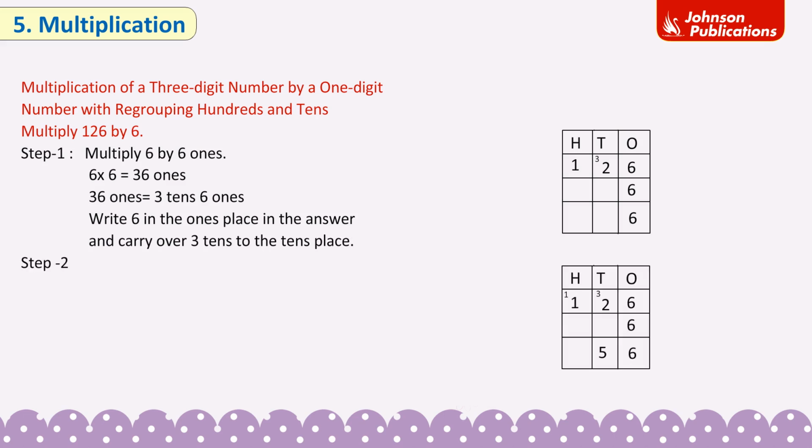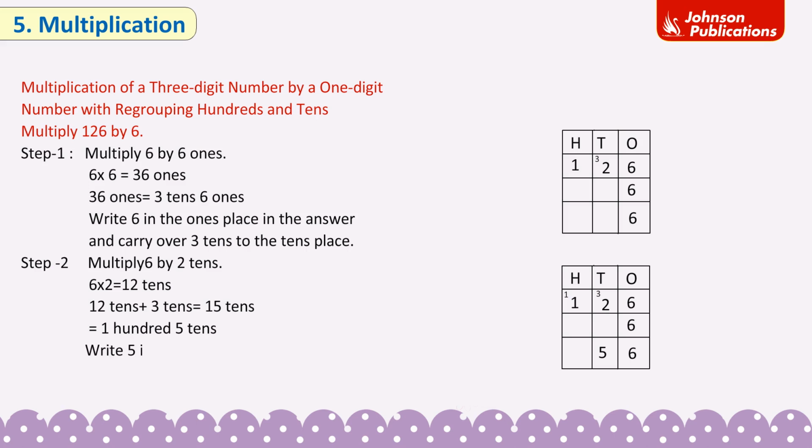Step 2. Multiply 6 by 2 tens. 6 multiplied by 2 is equal to 12 tens. 12 tens plus 3 tens is equal to 15 tens, which is equal to 150. Write 5 in the tens place in the answer and carry over 1 to the hundreds place.